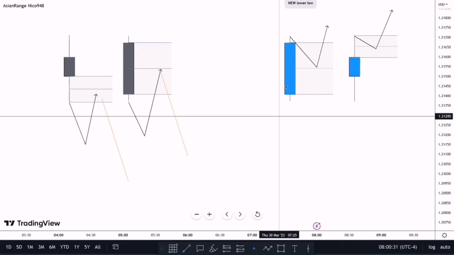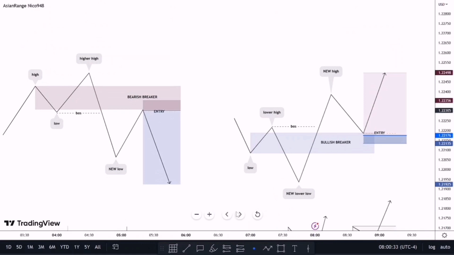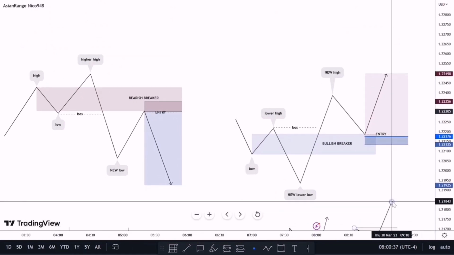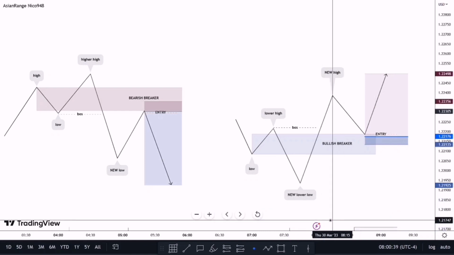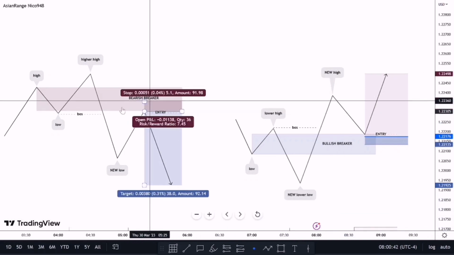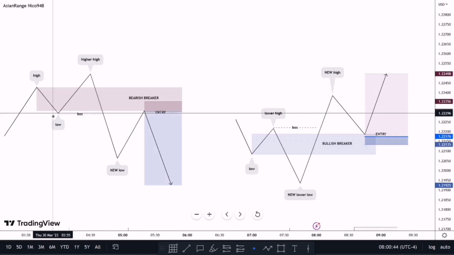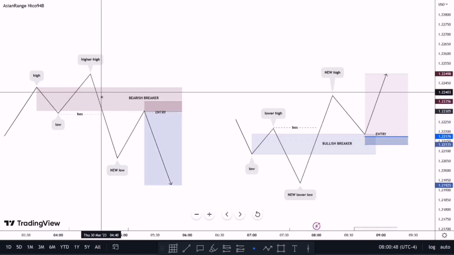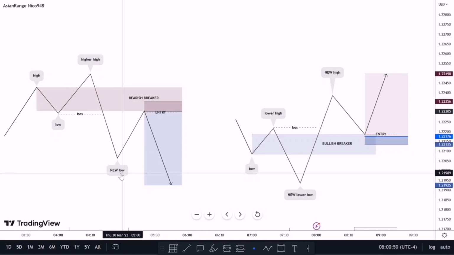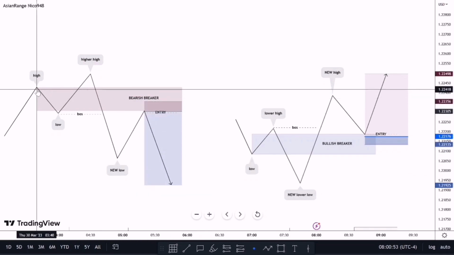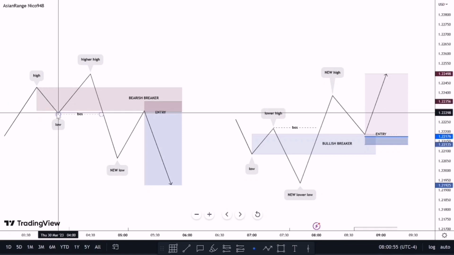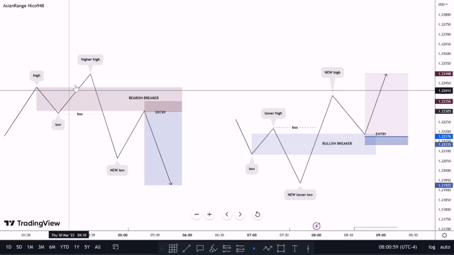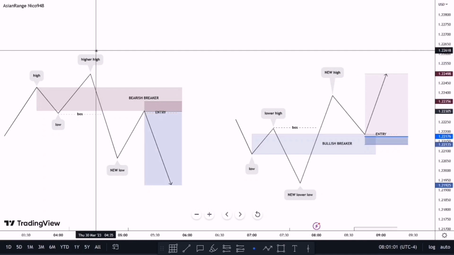So just to recap on everything. A bearish breaker block is when price creates a high, a low, and then a higher high. From that relative high, we break structure, creating a new low. Our bearish breaker block will be the down candles between the range of the high and the low that created the new higher high, right?